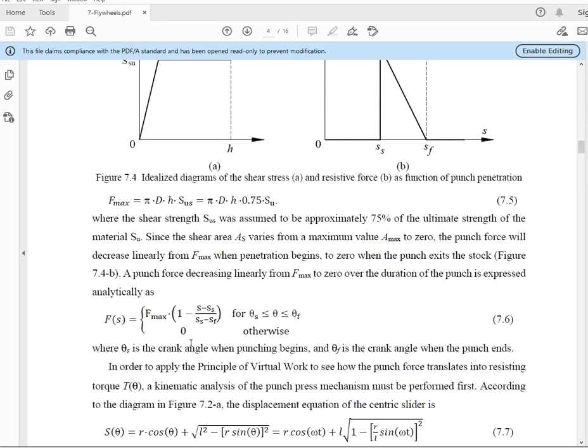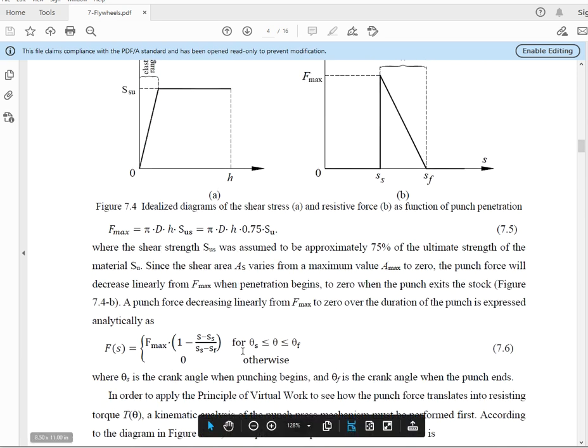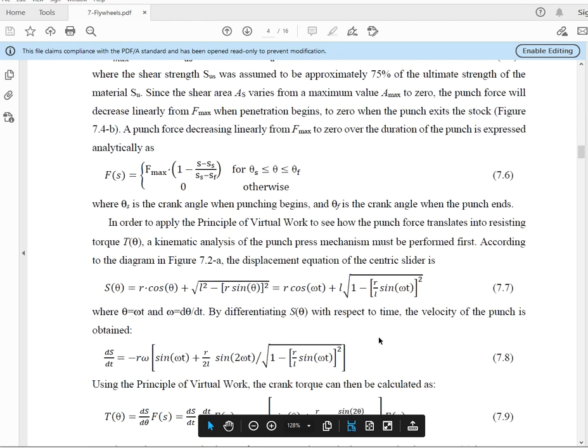And this is the equation. It's a piecewise, or curly bracket type function. Here I'm saying crank angle corresponding to start of punch and end of punch. If theta is in between, then I have this equation, otherwise it's zero. But I could replace this with S being between S start and S finish, otherwise it's zero. Okay.